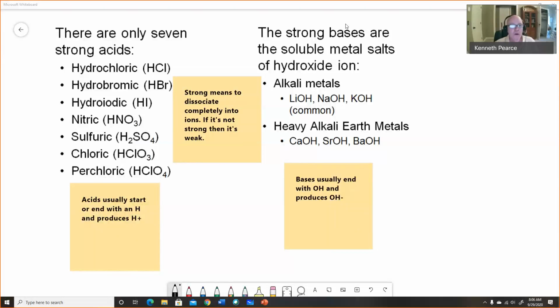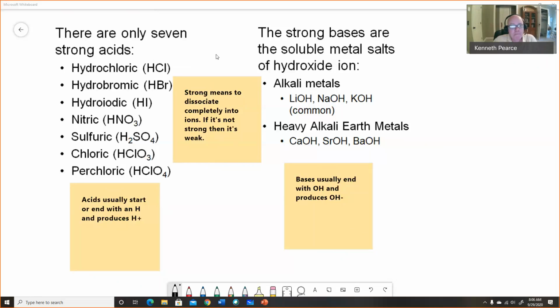There are acids and bases. Acids usually start with an H and they produce H plus when they dissociate. And bases usually have an OH attached on the end and they produce OH minus, hydroxide ion. Now, you have to know whether something is strong, which means it dissociates completely, or if it's a weak electrolyte. Electrolyte being something that produces ions.